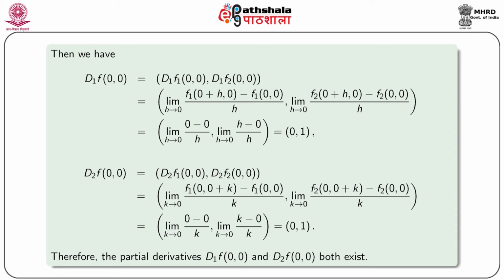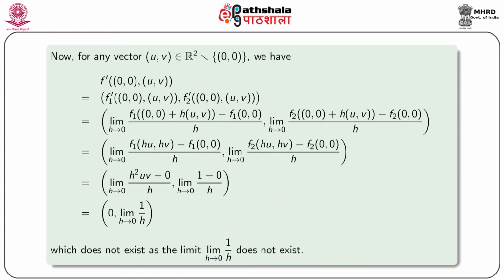Then we have D1f(0, 0) is the ordered pair (D1f1(0, 0), D1f2(0, 0)). We use the definition and after calculation we found that it is (0, 1). In a similar fashion, we calculated D2f at the origin and we found that it is (0, 1). So, the partial derivatives D1f(0, 0) and D2f(0, 0) both exist.